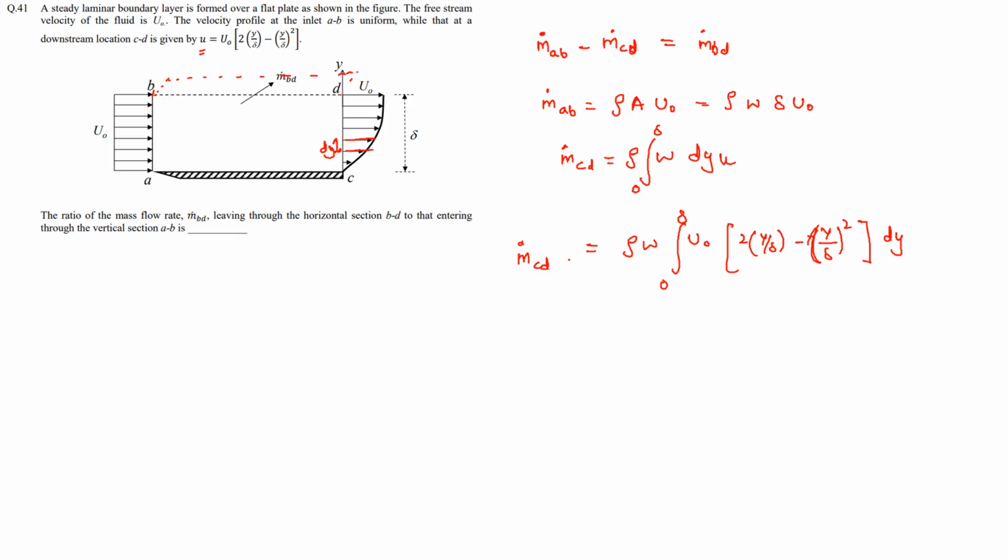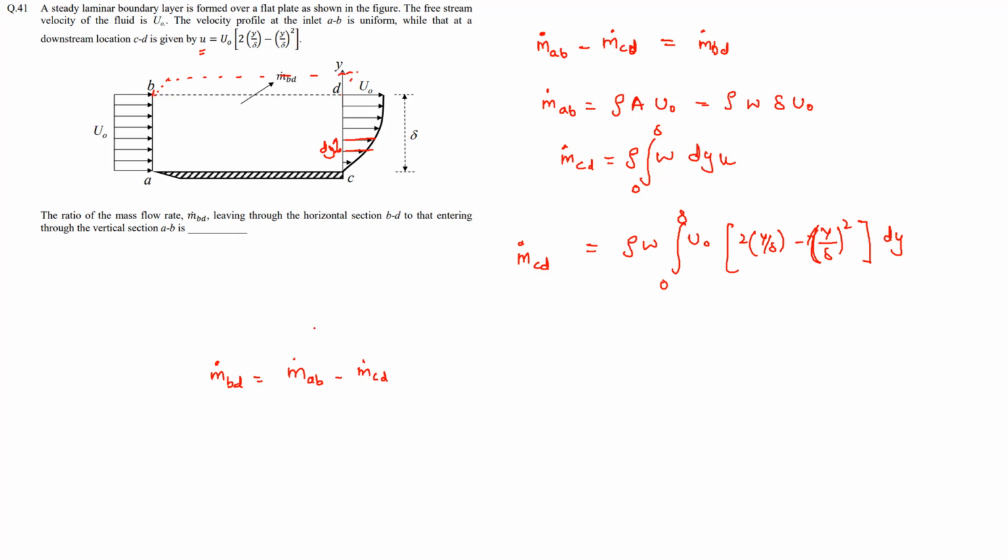So this will be your m dot CD. Now I would like you guys to do this integration and tell me what m dot CD is, or better yet, just give me the ratio, because once you have m dot CD you can find m dot BD. So m dot BD will be just again m dot AB minus m dot CD, and then just tell me what the ratio is. I am asking you guys to do it because I want you to actually solve these questions, practice, and that will reduce your chances of making mistakes.